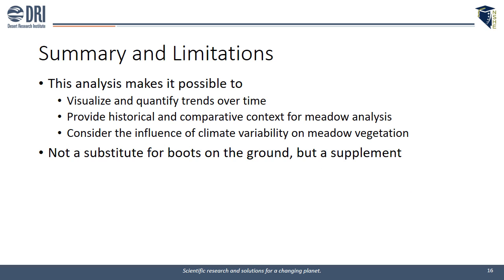So I'm just going to recap what we've talked about here. This analysis lets us visualize and quantify trends in meadows over time. It lets us look at those trends in relation to the basin as a whole. So we can look at the basin as a whole, and we can look at individual meadows. And it gives us some historical context to look at in the meadows themselves. The last thing we can do then is look at the influence of climate variability and the relative influence of climate and other drivers on these meadows. It's really important to say that this is not a substitute for boots on the ground. This is a supplement, and it can go along with other monitoring processes to understand how meadows are changing over time.